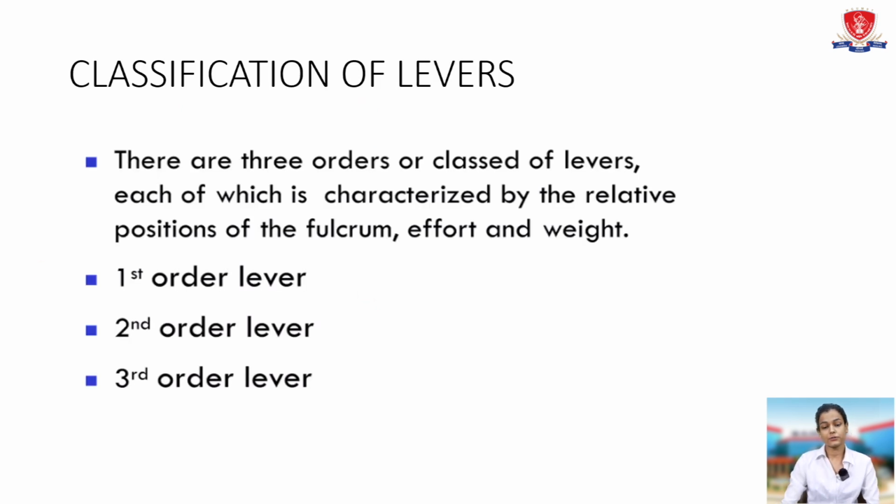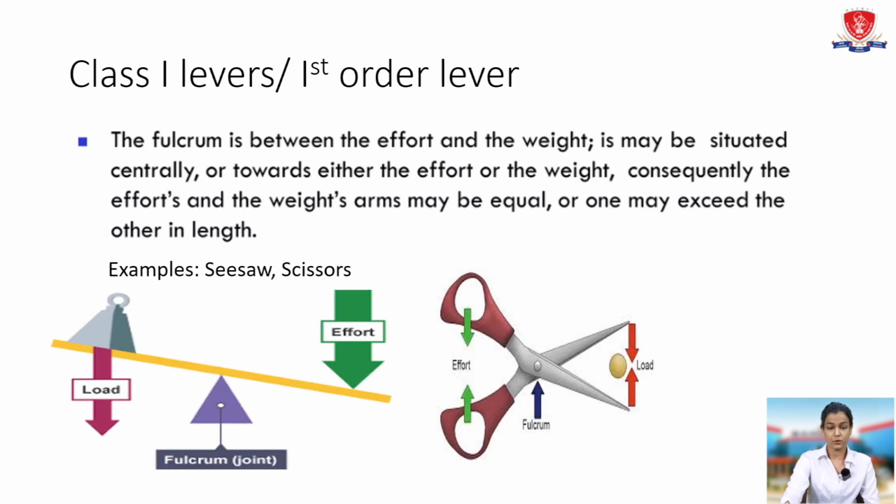Now, levers are further classified in three orders, first, second, and third order, characterized by the relative position of the fulcrum, effort, and the weight. Now, let's talk about the class first lever first. The fulcrum in the class first lever is kept in between, and the weight and the effort are placed on either side of the fulcrum. A classic example of such a first order lever is a seesaw or a scissors.